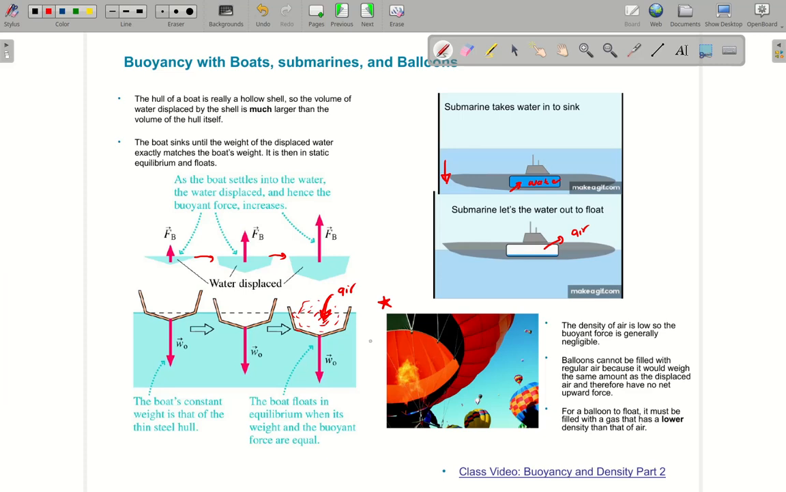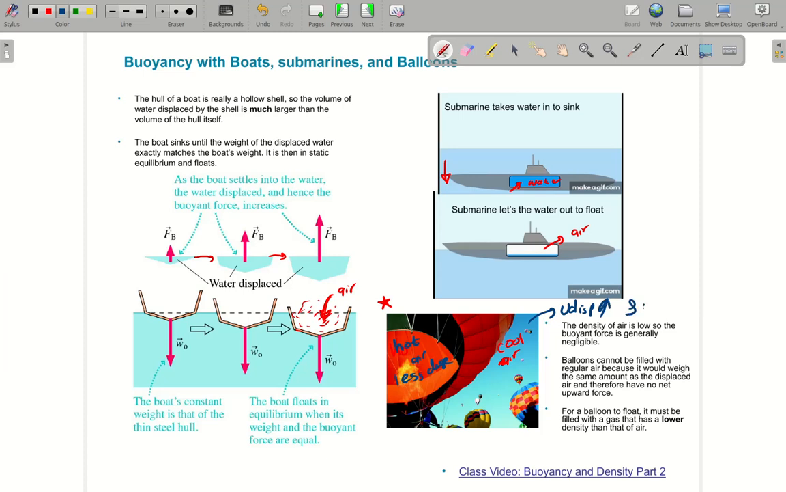A similar idea goes for hot air balloons. We heat the air inside the balloon. So the hot air is less dense than the outside air. Cool air here, and we have hot air there. Hot air is less dense, cool air is more dense. Hot air's volume increases and it becomes less dense. This also helps the balloon displace more of the air, so V displaced increases.